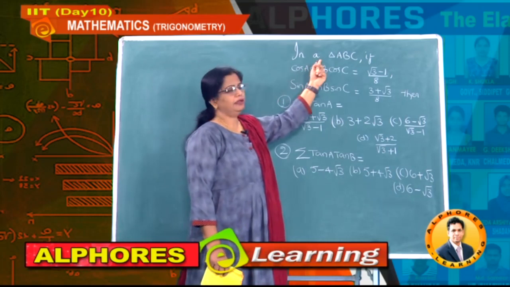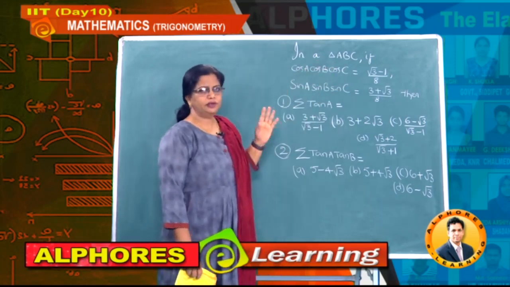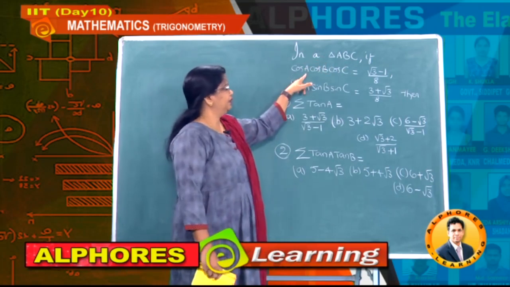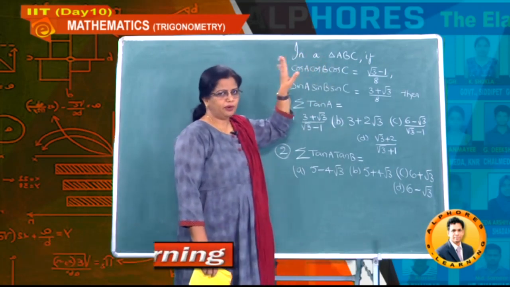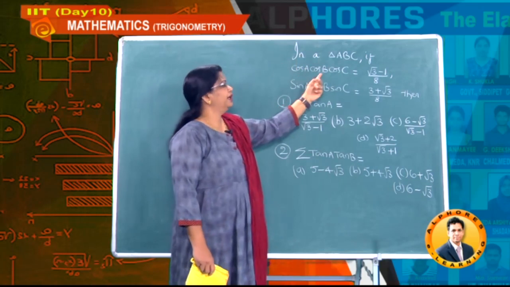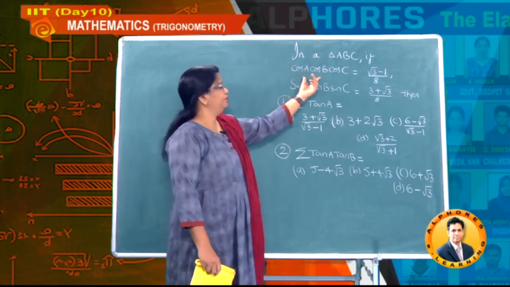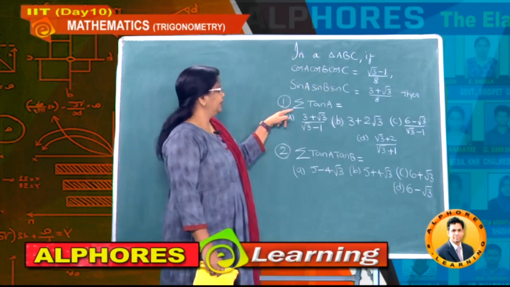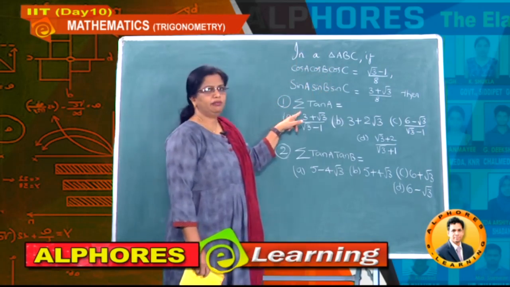Now if this data is given, how to solve this problem? Understand, what is the condition given in a triangle ABC? So you got A plus B plus C equal to 180 degrees. They gave the cos A cos B cos C product value, individual angles they didn't mention, only the product of these 3 and the product of these 3 given. Okay. Then they are asking about what is sigma tan A.